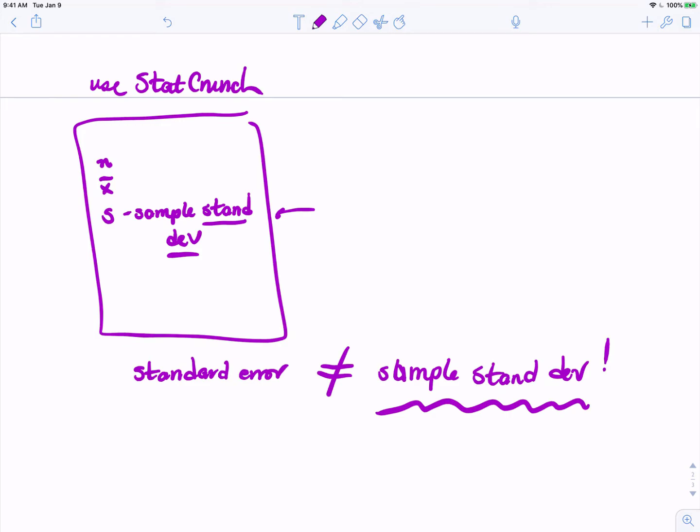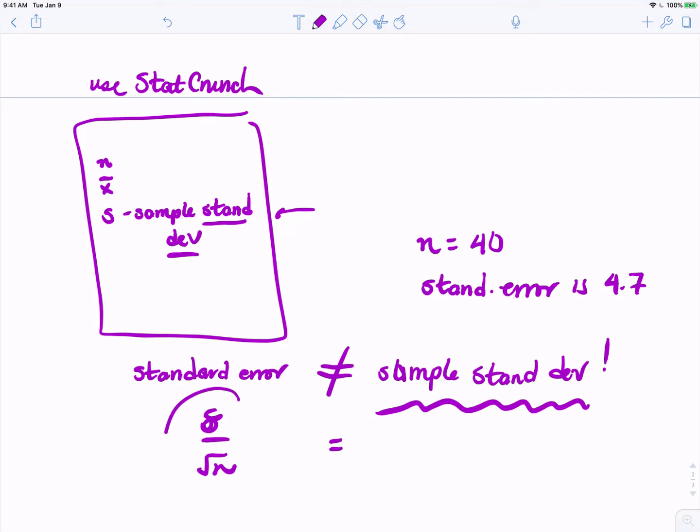So for example, suppose they told you that the standard error, I don't know, I'm just going to make this up. Suppose the sample size was 40 and you were told that the standard error is, I don't know, 4.7. Again, totally making up these numbers. Okay, what do we know? We know sigma over the square root of n, or s over the square root of n, is equal to your standard error. Okay, so what you would have to do is solve this for s.